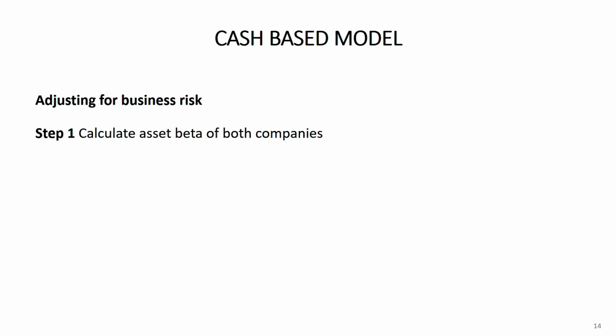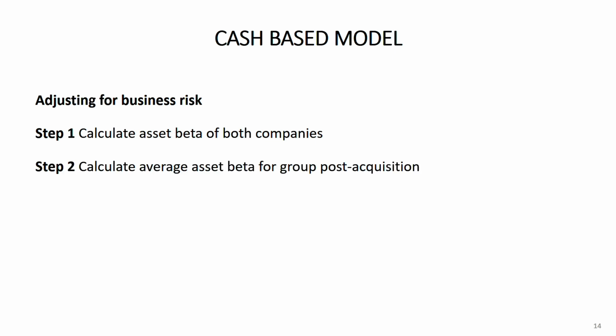Then know how to calculate. If asset beta is given, don't go and calculate it again. So it might be given to you sometimes. Sometimes only one asset beta is given, for one company. The other one is not given. But there is other information from which you can find the asset beta of that company. It's like fill in the blanks.